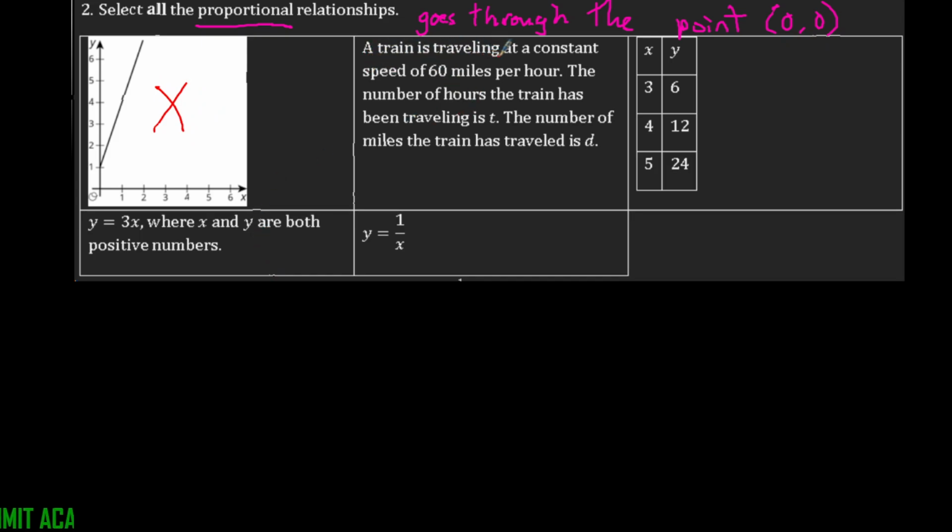It says a train traveling at a constant speed of 60 miles per hour. And then it says the number of hours the train has been traveling is T hours. The number of miles the train has traveled is D. So we could say, hey, that's going to work out because if we plugged in the point 0, 0, it would be it has traveled 0 miles. So if we wanted to write the equation for that, it'd be D equals 60 times T, where T is the number of hours and D is the number of miles.